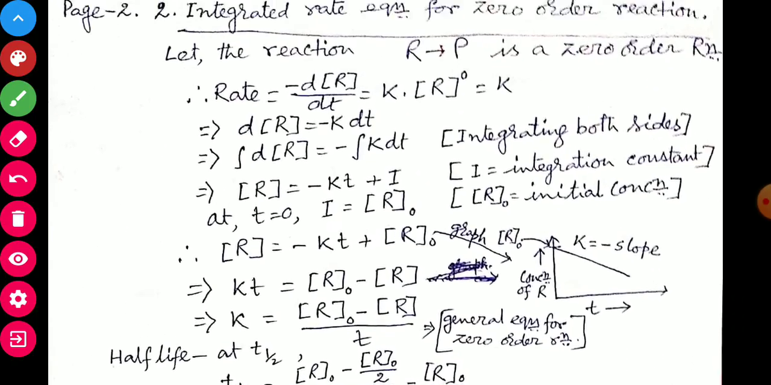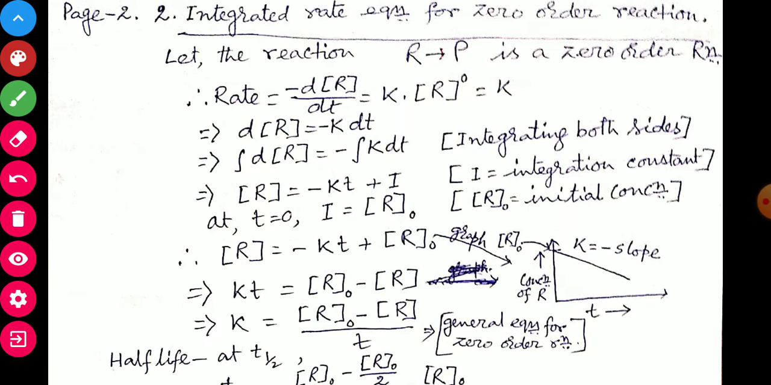Second point, integrated rate equation for zero order reaction. Let the reaction, reactant to product, be a zero order reaction. Therefore, rate equal to minus d[R] by dt equal to k into [R] to the power 0, which is equal to 1. Hence, this equals k. Therefore, d[R] equal to minus k dt.